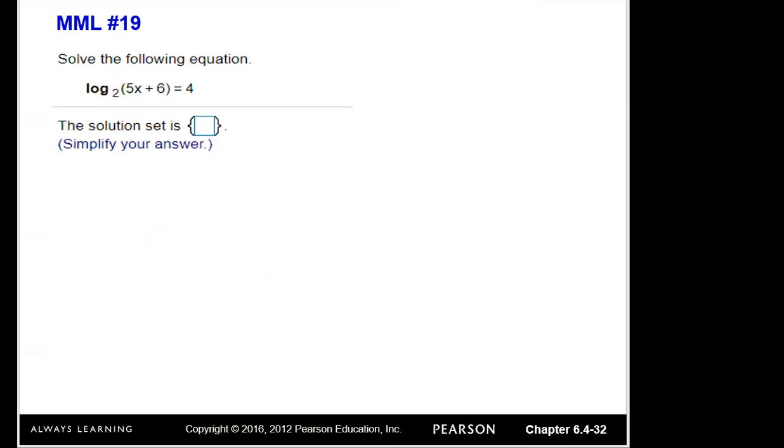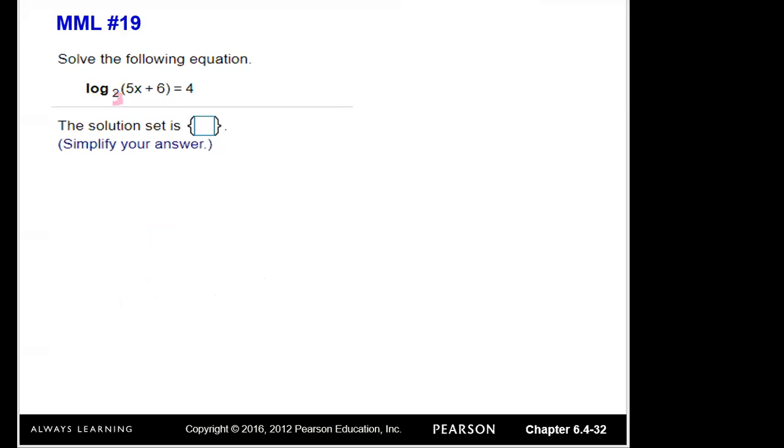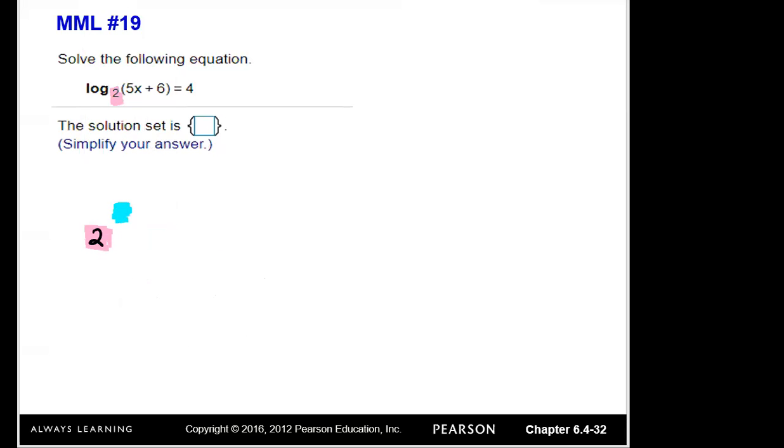All right, another one. It's in log form, so leaving log land, going to exponent land, start with the base. The base is a 2. So 2 goes right here. You're going to raise that to a power, and that power is going to be this guy over here. Whatever your log is set equal to, that will always be your exponent. Most of the time it is a number, but it could be like an x plus 7 over there, who knows? And then just set it equal to the only thing that's left in this problem, which is the 5x plus 6. That's going to go right there.